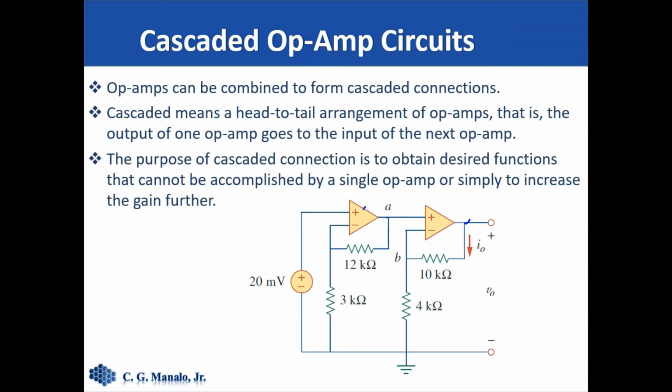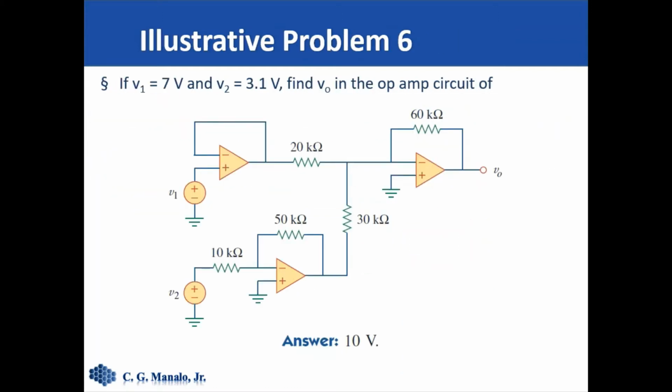Sometimes there are also desired functions that cannot be simply accomplished by a single op-amp, and would require a lot of op-amps to attain that function. Such a connection of two or more op-amps is called a cascaded op-amp circuit. So let's have an example of cascaded op-amps.